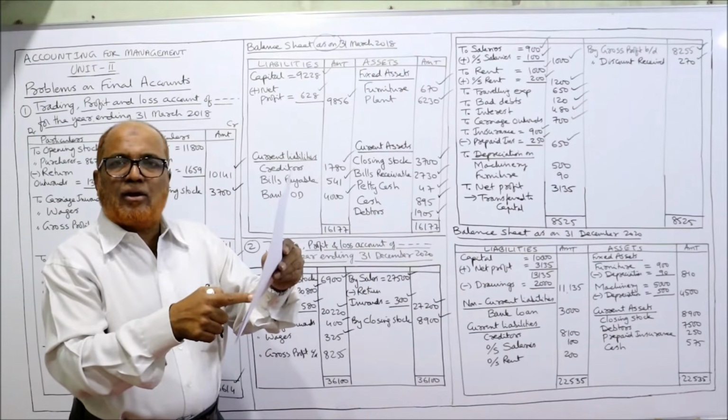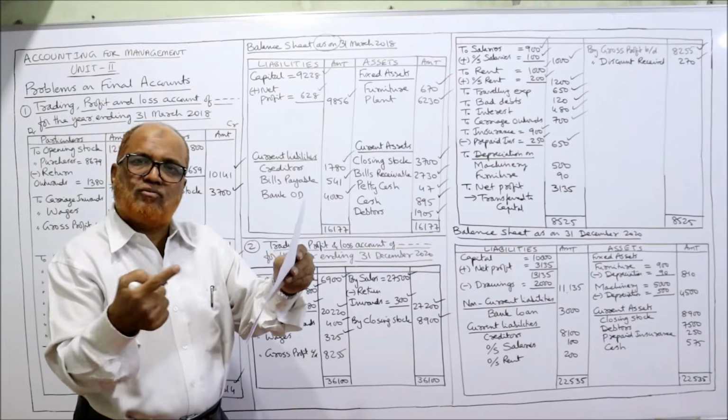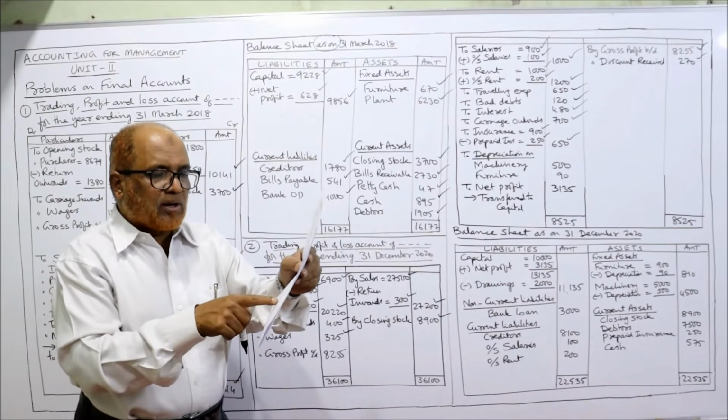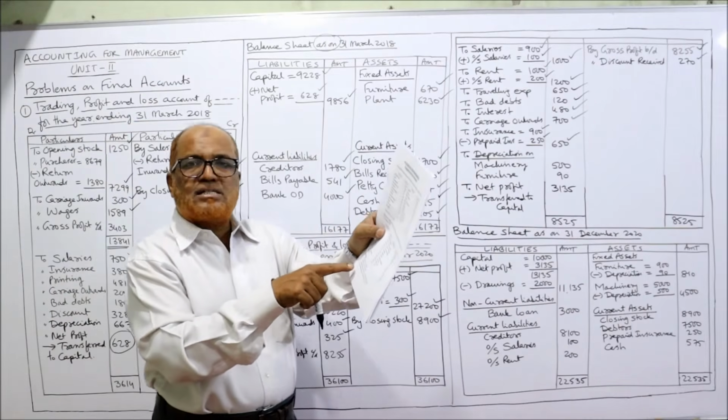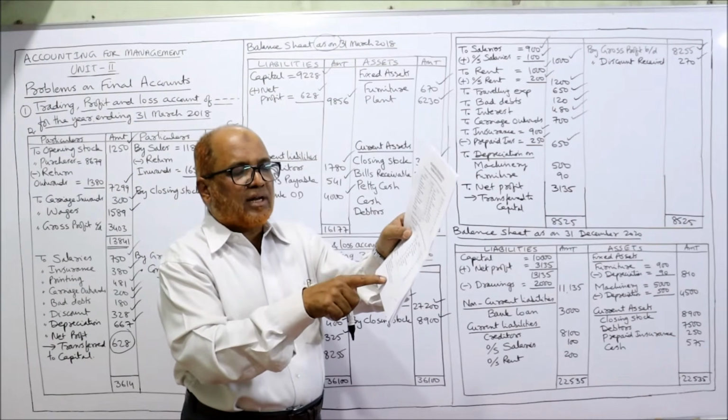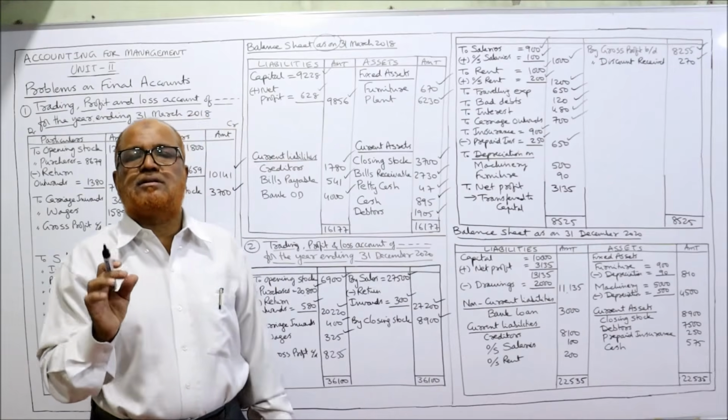After insurance, bank loan, that will go to the balance sheet. Cash will go to the balance sheet. So adjustments: closing stock we have taken, prepaid insurance, outstanding salary, outstanding rent. Last adjustment, depreciate machinery and furniture by 10%.